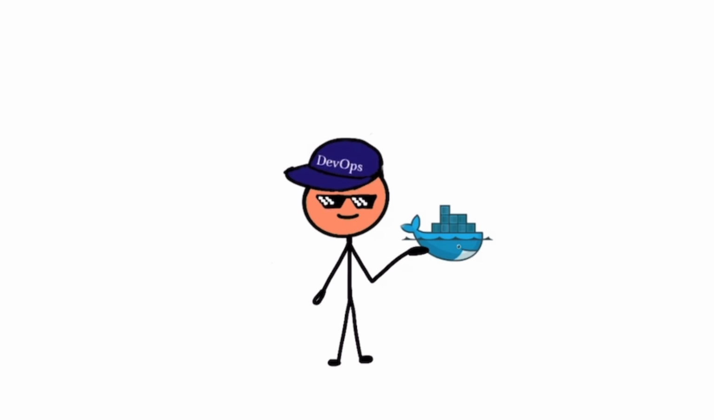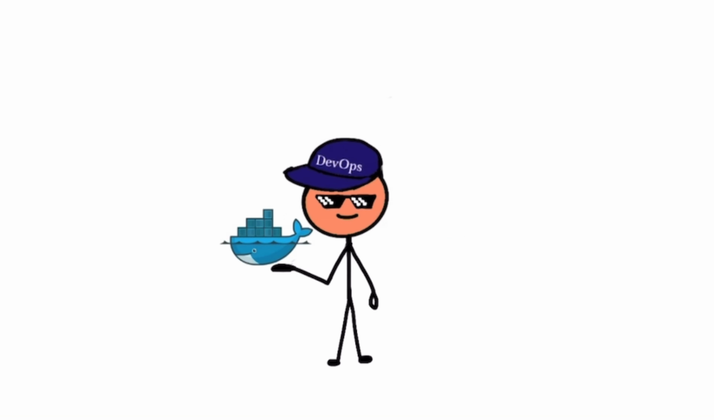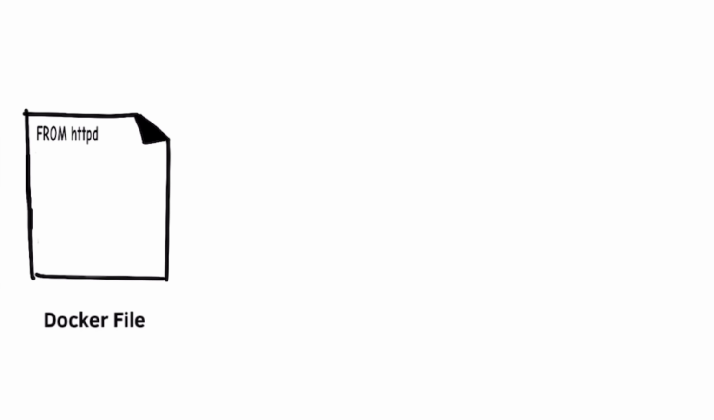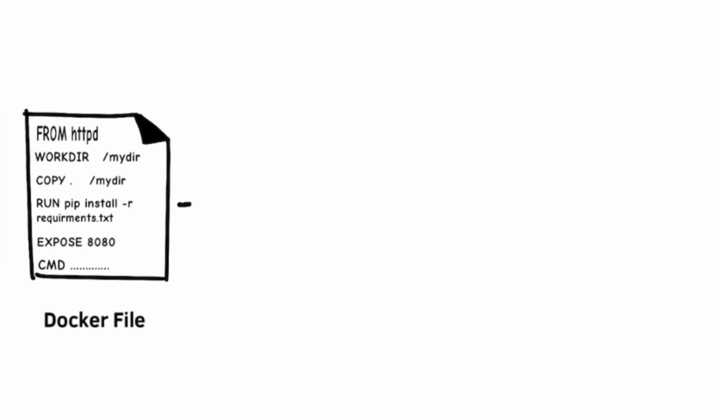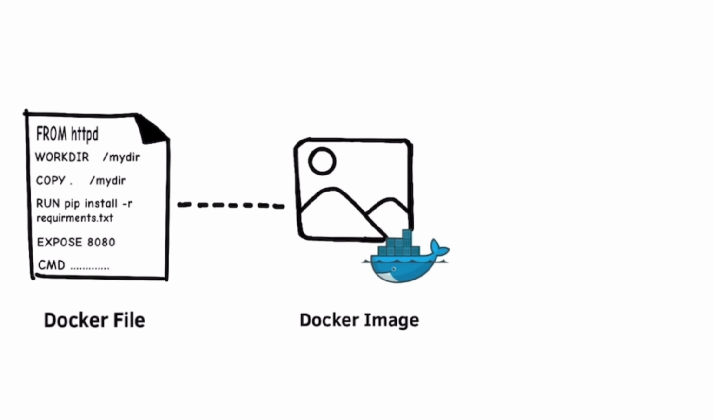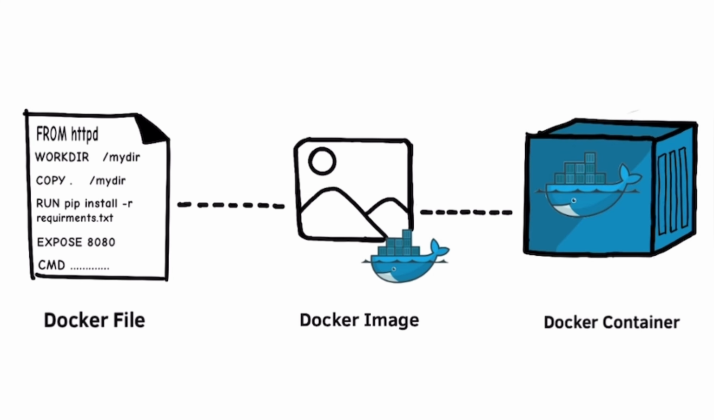To resolve this issue, a DevOps engineer adopts a containerization tool, and the most popular tool is Docker. The DevOps engineer writes a Dockerfile which contains the instructions to build a Docker image. From the Dockerfile, a Docker image is created. A Docker image is nothing but a package in which everything required to run an application is already present, including code, dependencies, runtime, and whatnot.